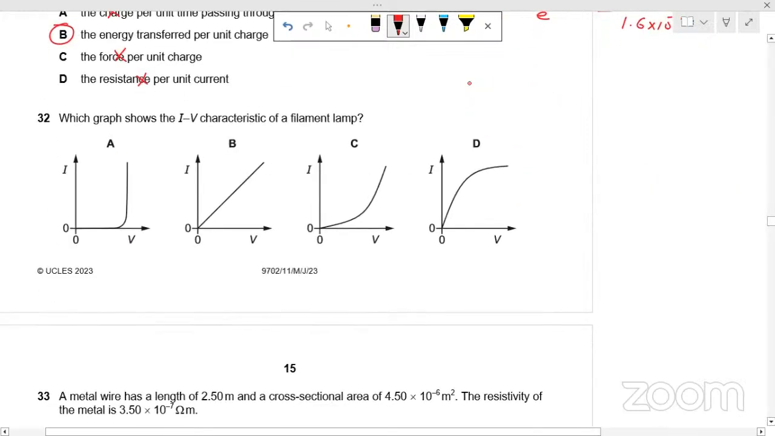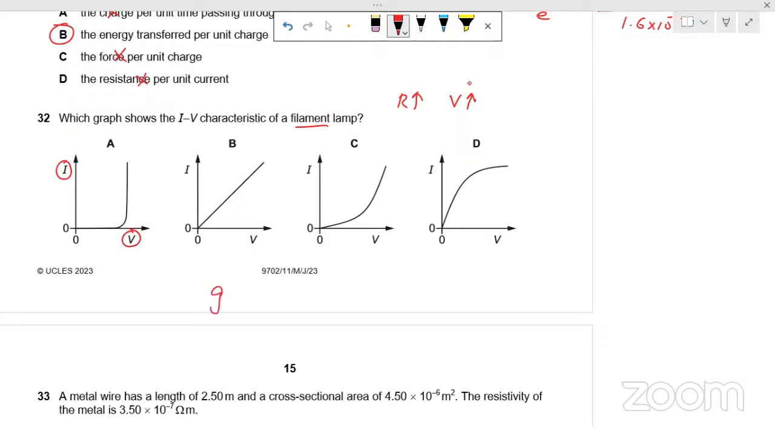Which graph shows IV characteristics of filament lamp? Filament lamp resistance will increase if voltage is increased. And in all of these graphs, I is on y-axis and voltage across x-axis. So gradient is 1 over R. So R is equal to 1 over gradient. Okay. So to increase this R, gradient should decrease.